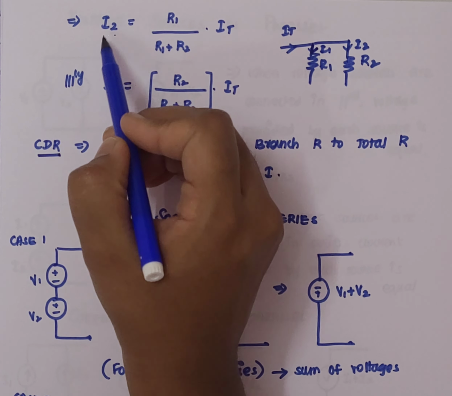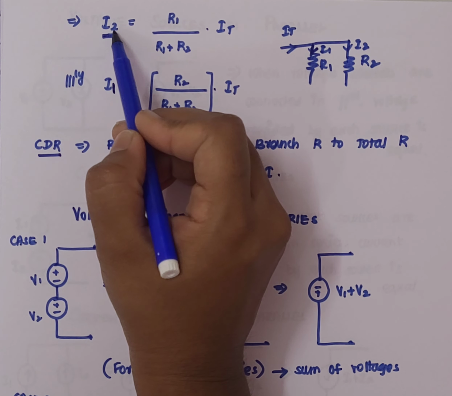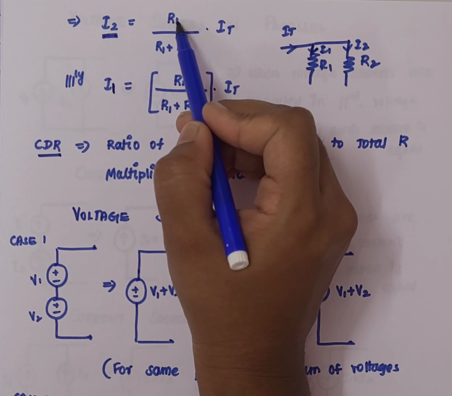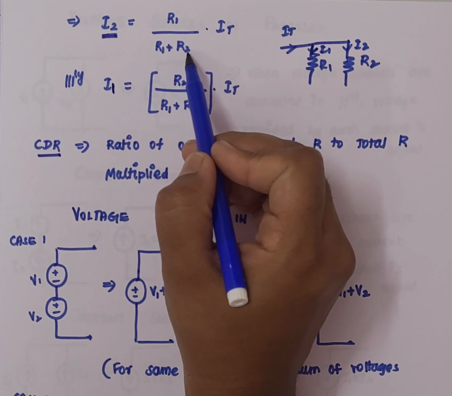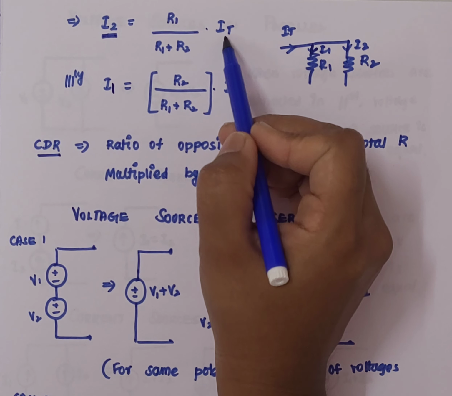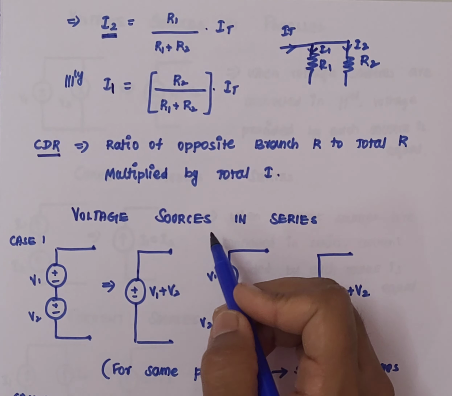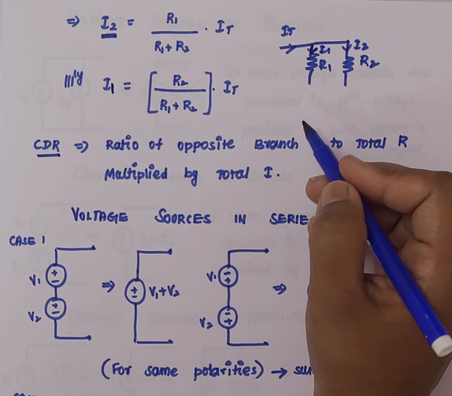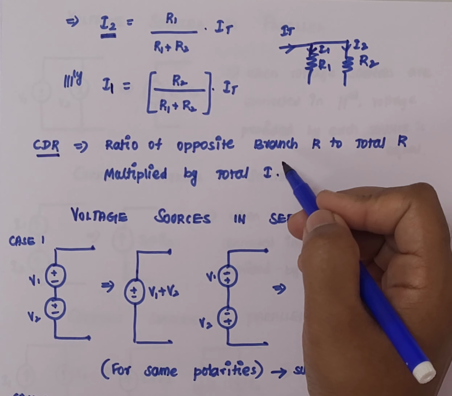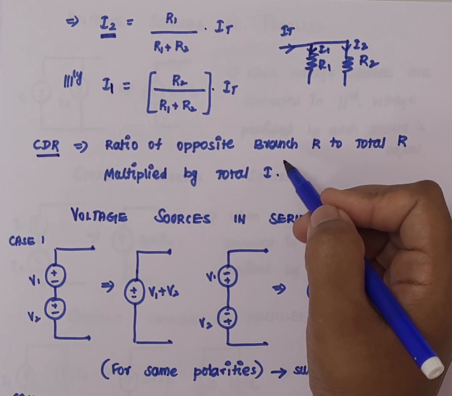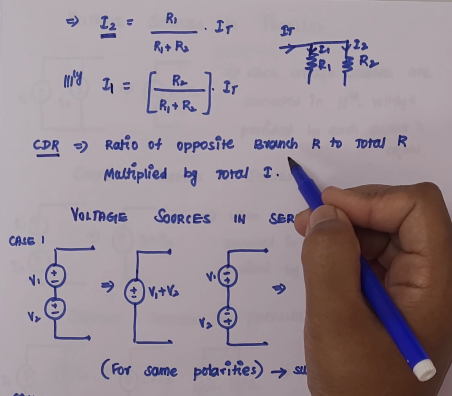Similarly, in case of I2, we have the opposite resistance R1 divided by the total resistance, R1 plus R2, into the total current IT. So this is the equation for the current division rule. We have to make sure that we remember the voltage division rule and current division rule, because to solve any problem, the basic thing will be the voltage division rule and current division rule.